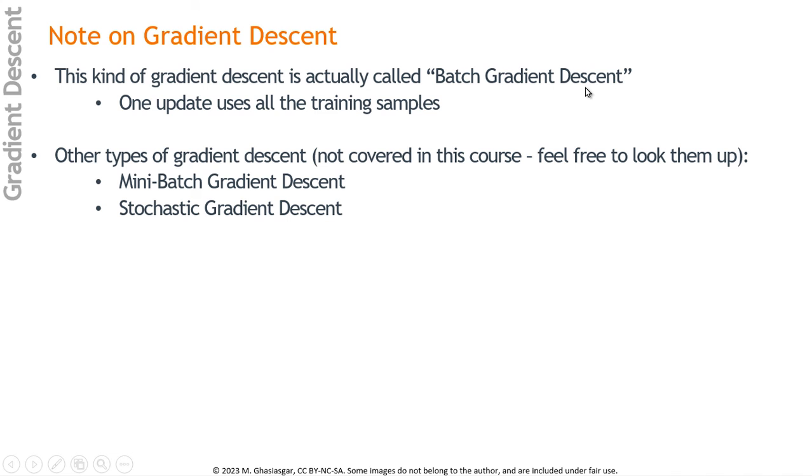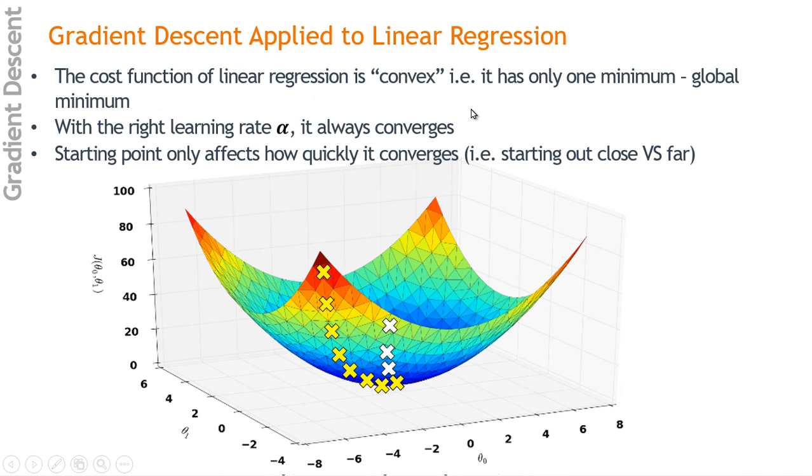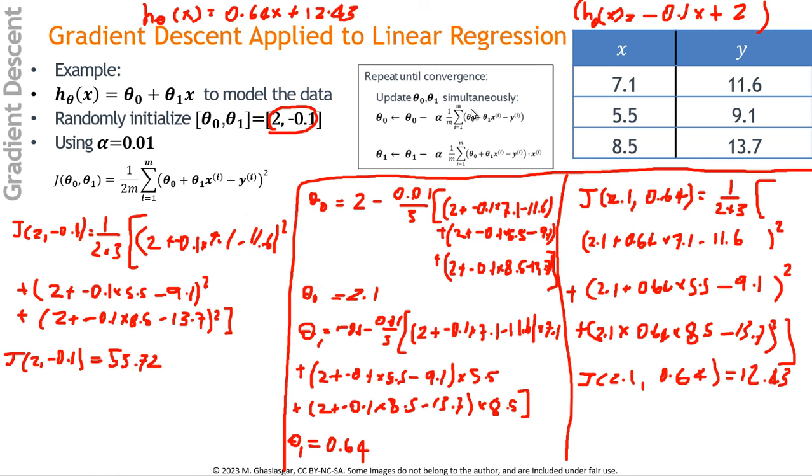Now, why is it called batch gradient descent? It's because you're actually using all of your data for each update. Right? To compute the next value of theta 0 and theta 1, I used all of my data. Now, it's possible, if you have a lot of data, you might update just using part of your data. And that would be called mini-batch.